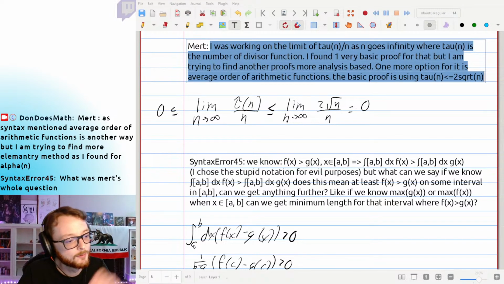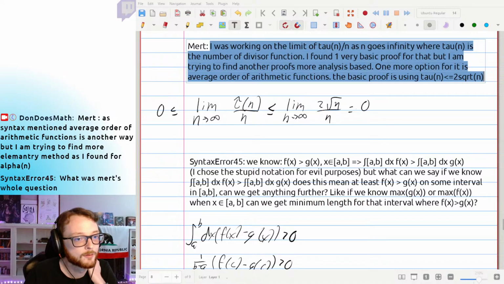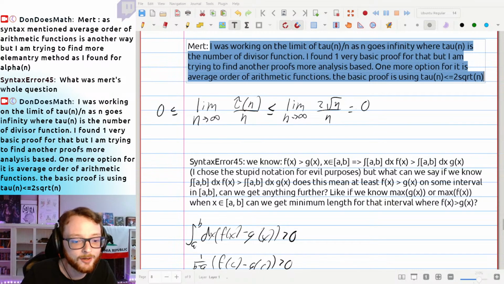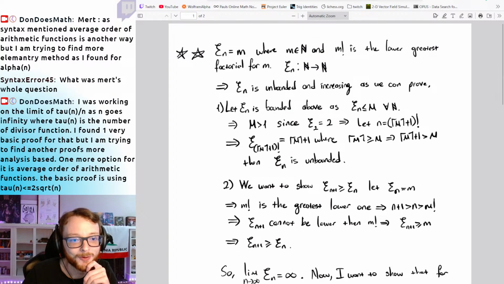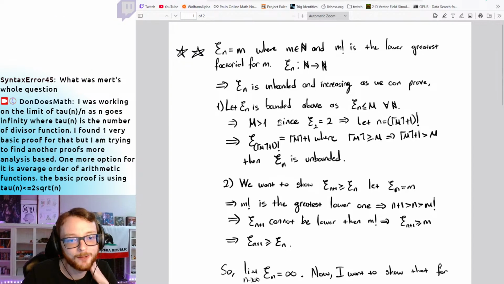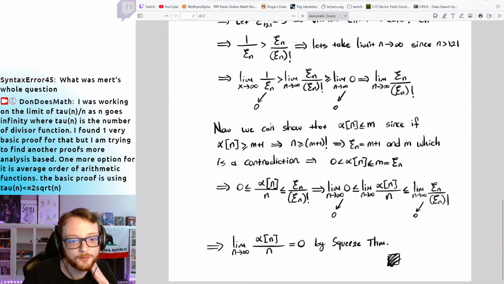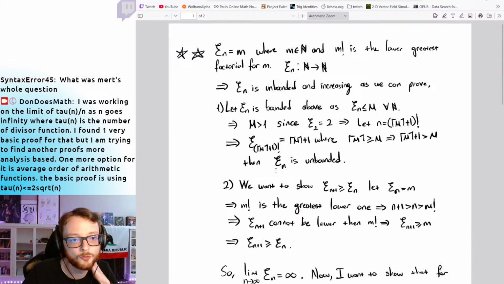Basically, it's kind of hard to explain the whole question. Mert wants to emulate this proof we were looking at before, but this proof is for alpha of n, which is slightly different. Mert wants to emulate this proof for tau of n, but we need to find a new Kasai to name.